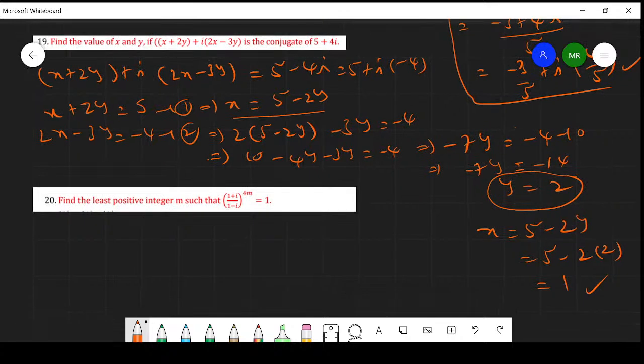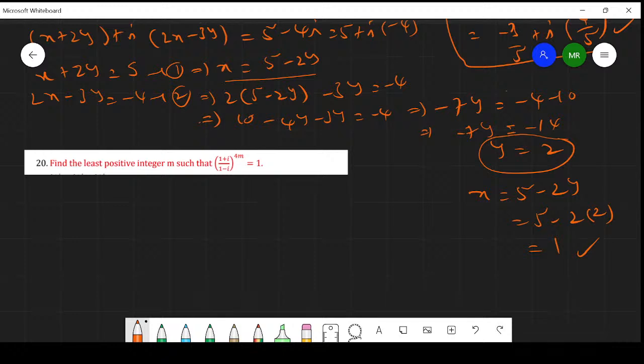I hope you understood this. Is it clear? You understood this? Any doubt here, please ask me. I will explain again. Is it clear? I hope you understood. Please, if you have a doubt, please ask me. I will repeat.